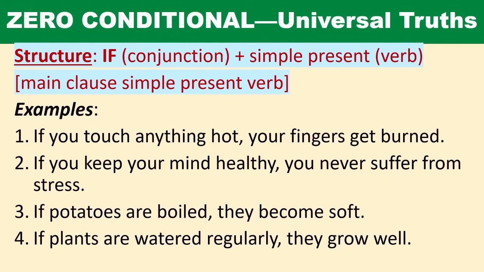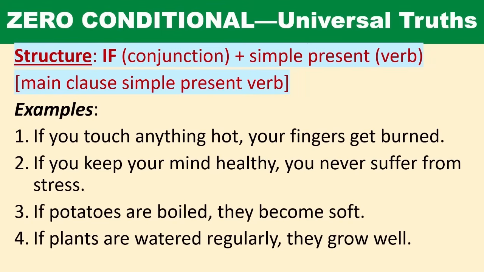Zero conditionals, as I told you, are universal truths. That means something which doesn't change. Look at the sentence: If you touch anything hot, your fingers get burnt. It happens all the time. It's a universal thing. You cannot say that somebody else gets burnt, but I don't get burnt. Such a thing doesn't happen.